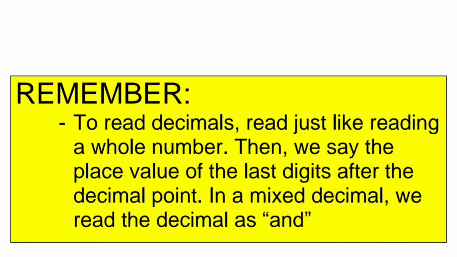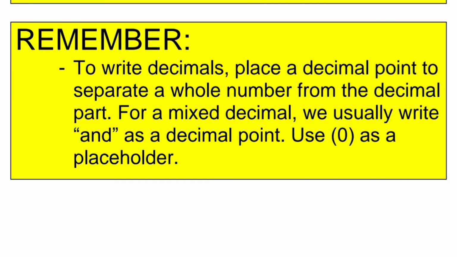Second is to read decimals. Read just like reading a whole number. Then, we say the place value of the last digit after the decimal point. In a mixed decimal, we read the decimal point as AND. Lastly, to write decimals, place a decimal point to separate a whole number from the decimal part. For a mixed decimal, we usually write AND as a decimal point. Use 0 as a placeholder. So that ends the summary of our lesson for today.